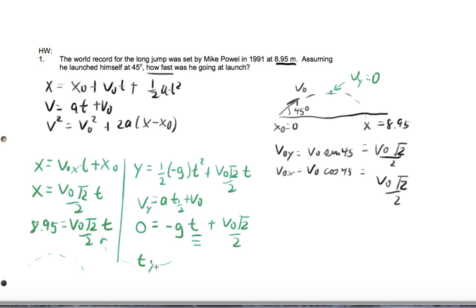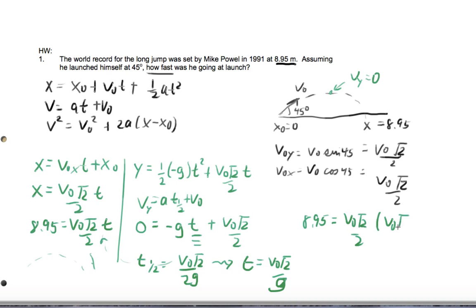So we're going to get that half the time is v naught radical 2 over 2g. And then we're going to take the full time as v naught radical 2 over g. That's the time going up and down. So we can take our range formula, our formula in the x, and combine it with the time formula that we got in the y direction to get the speed that Mike Powell jumped at in 91.